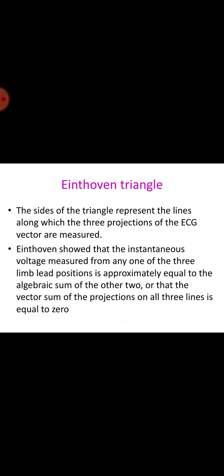Among the three limb leads, lead 2 produces the greatest R wave potential. According to Kirchhoff's voltage law, V2 will be equal to V1 plus V3, and therefore lead 2 will be equal to the summation of lead 1 and lead 3.